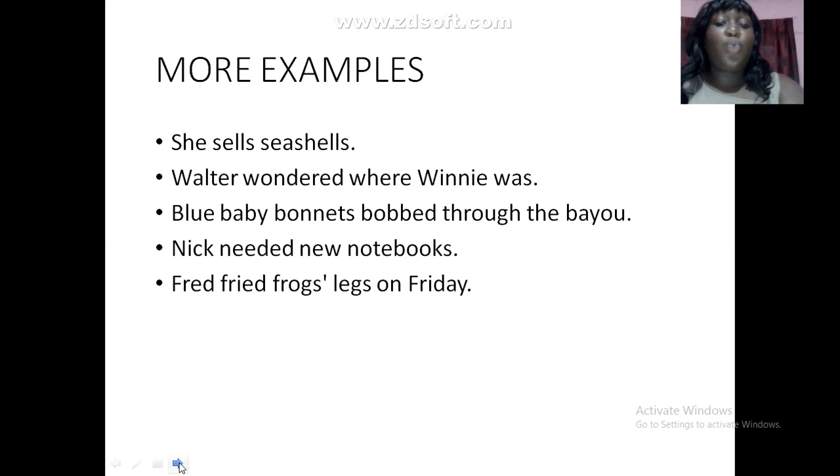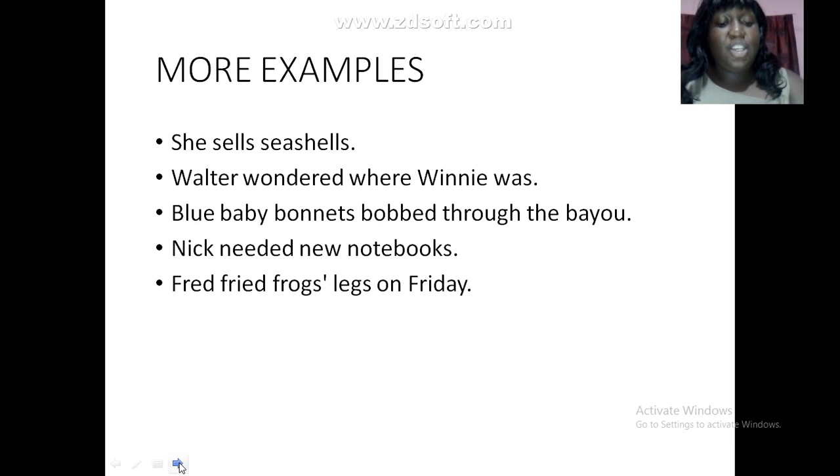Walter wondered where Winnie was. The what sound, the war sound, the W sound. Blue baby Benet bobbed through the bayou. Now we have blue, baby, bobbed. You underline the b sound.